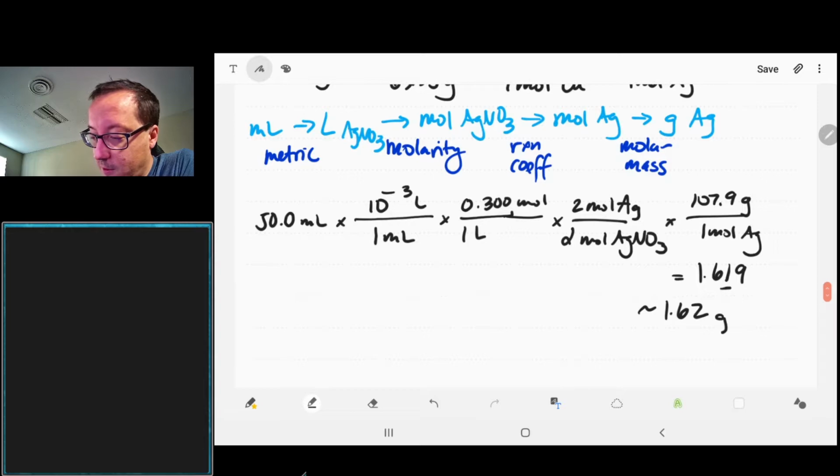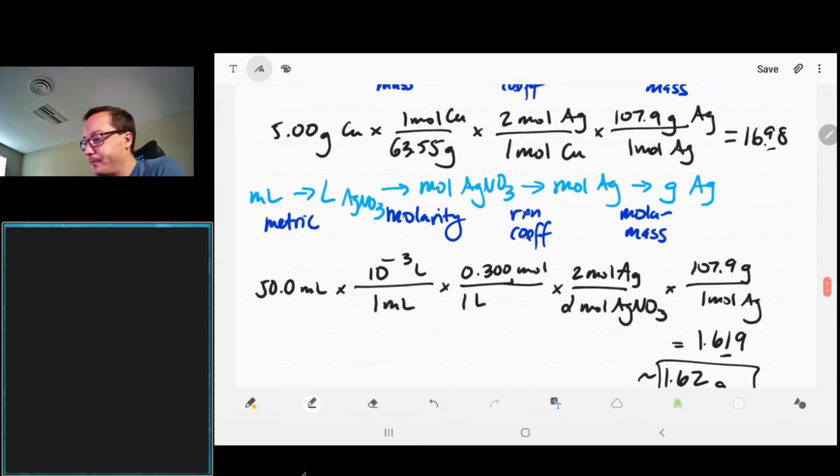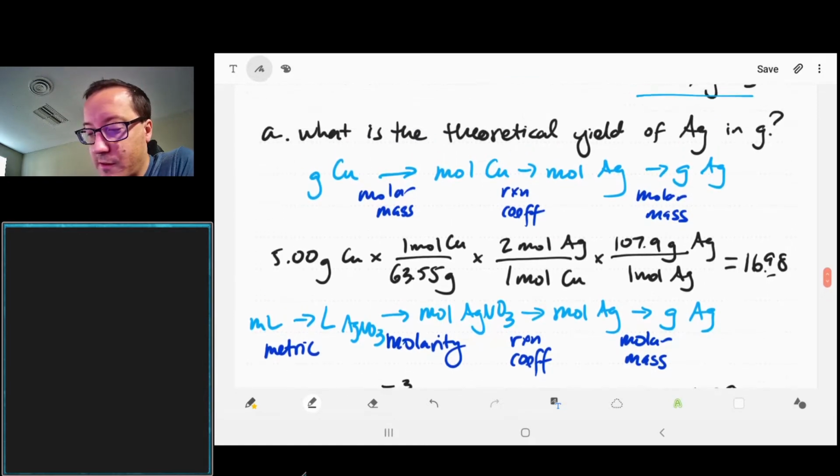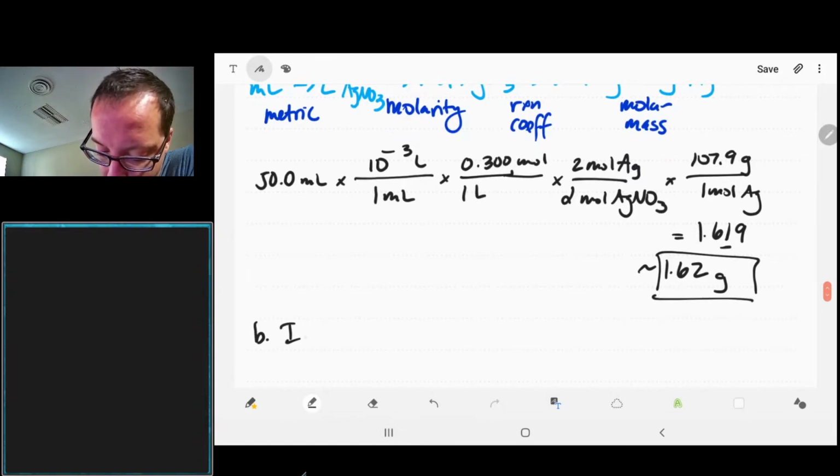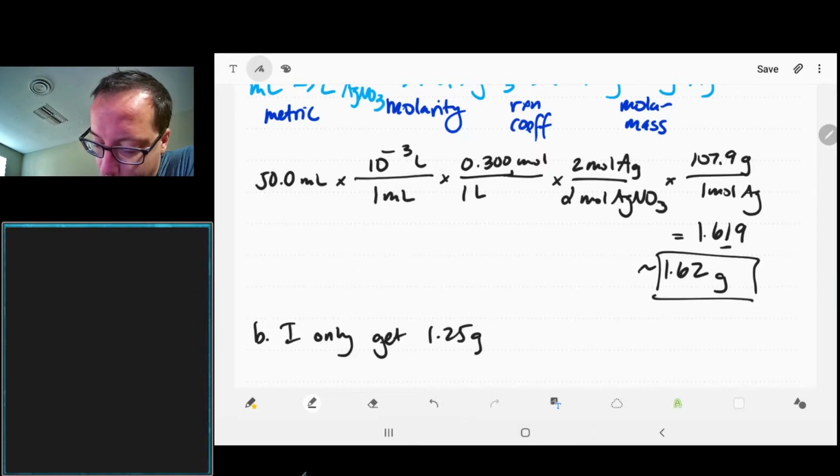This is going to be our theoretical yield. Remember, the smallest one will be our theoretical yield. So all that work to just get one number. So let's say I only get 1.25 grams.